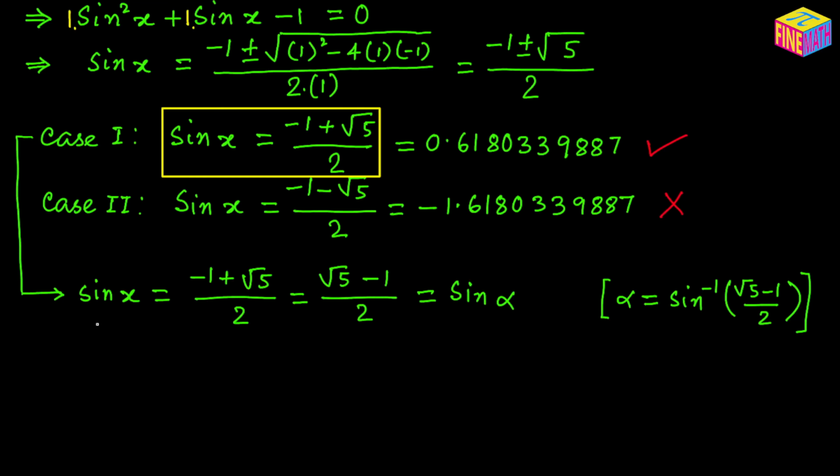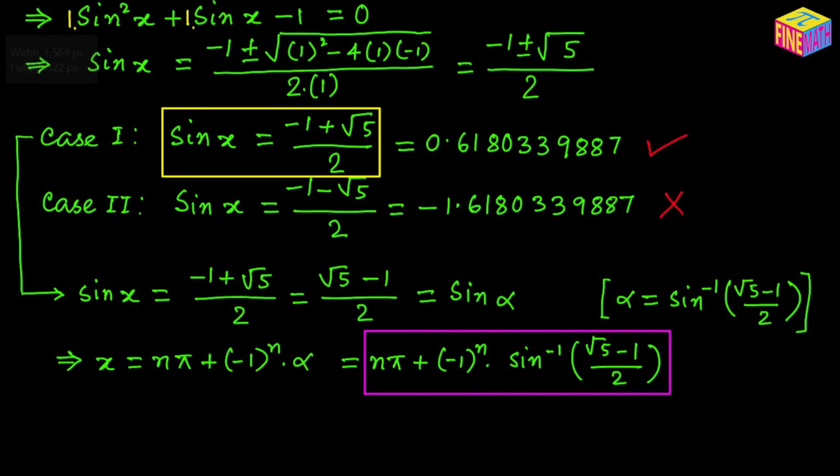So now we have it in the form of sine of x equals sine of alpha, and for this form we know the solution, and the solution is x equals n pi plus negative 1 raised to the power n times alpha. And in this case we know alpha is actually sine inverse of square root of 5 minus 1 over 2. So that is the solution here, and that is the general solution for this trigonometric equation, which is cosine of x equals tangent of x.